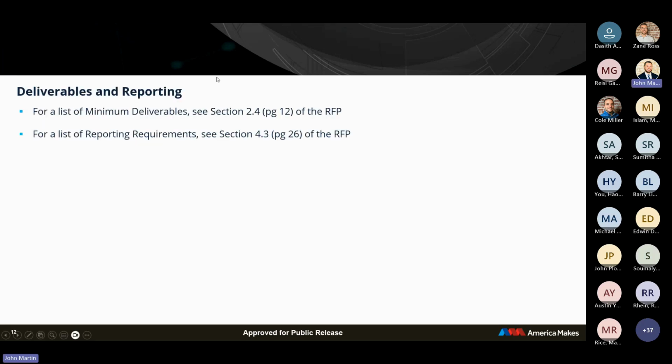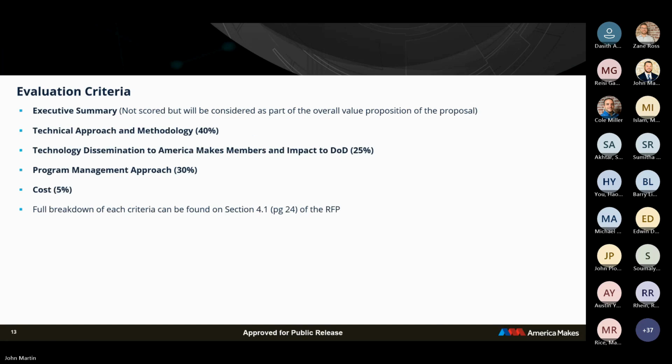So deliverables and reporting details. You can find those on these pages. The deliverables start on page 12, and then reporting requirements start on page 26 of the RFP. Evaluation criteria.